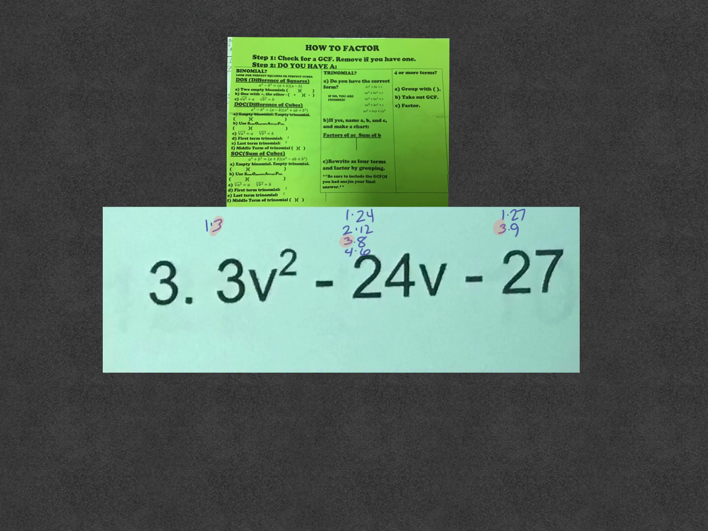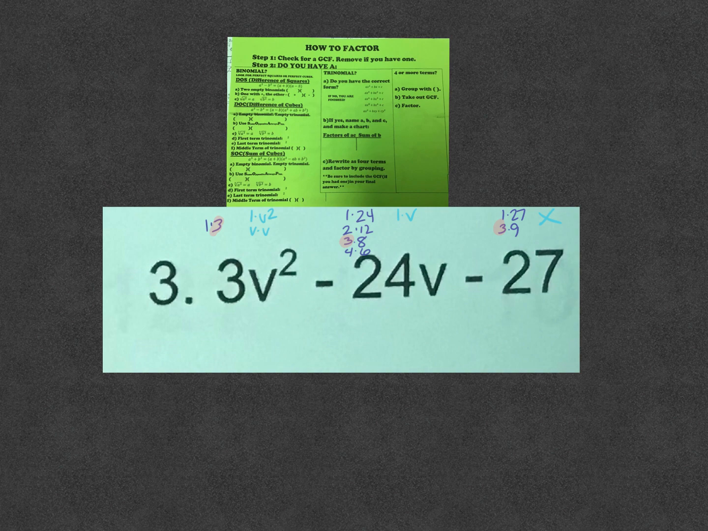Now, let's check for variables. Let's go back and look at our variables. b squared is 1 times b squared and b times b. b is just 1 times b. And 27 does not have a variable, so that means they do not all have a b in common, so b cannot be part of my greatest common factor. Only 3 is. So how do you handle that?